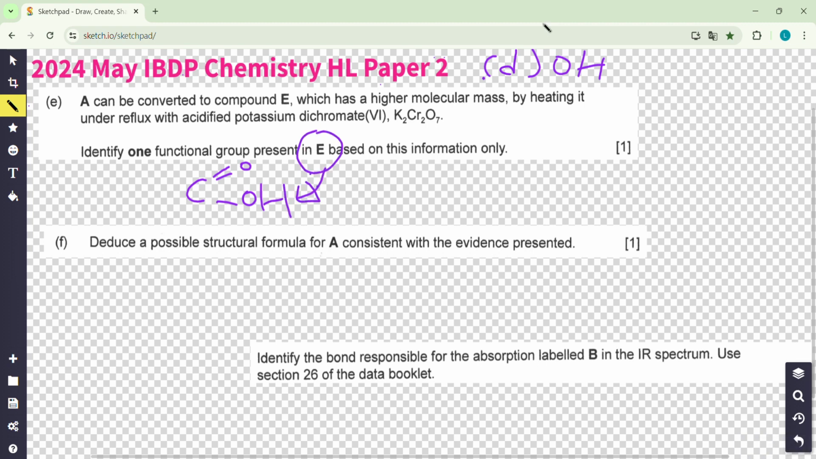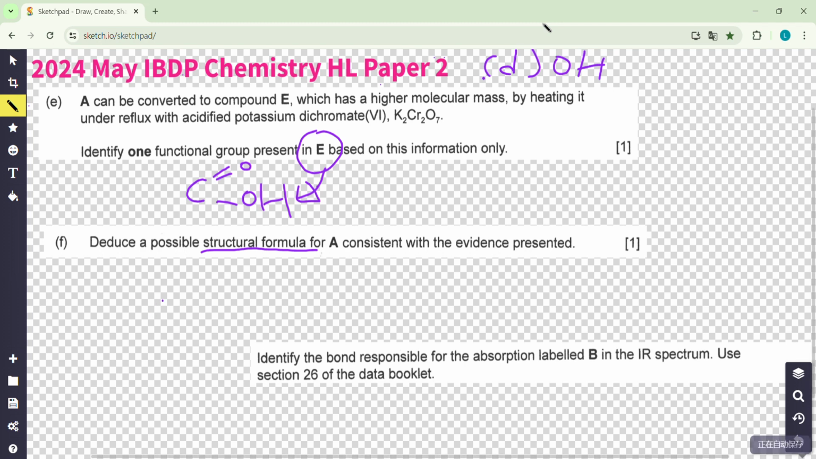Be careful. So, deduce a possible structural formula for A consistent with all the evidence present. After doing the reaction, you get this, so before, what is it? And the reflux, so you got it. You have to draw the structural formula.